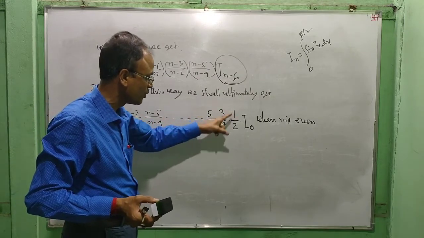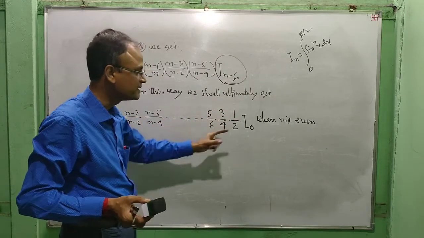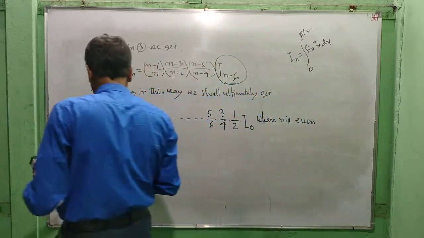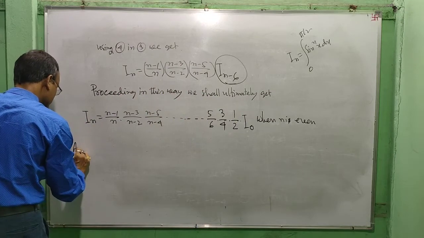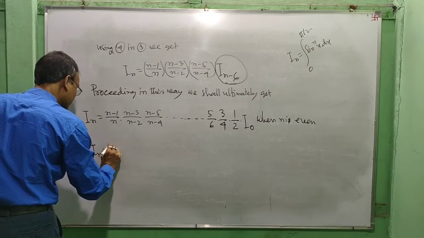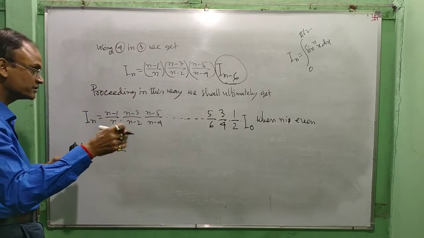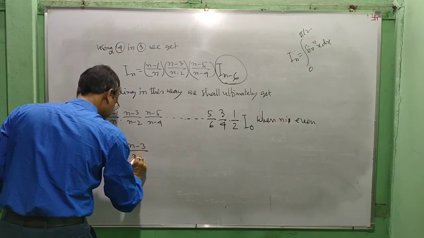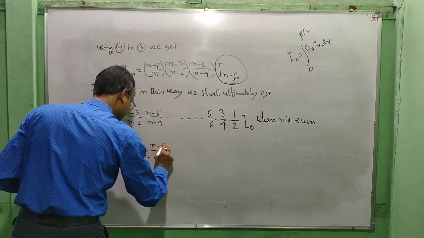The term just before 1 by 2 will be equal to 3 by 4, 5 by 6 when n is even. Perhaps you have understood this one. And I_n is equal to this when n is odd. Proceeding in this way, we shall get like this.